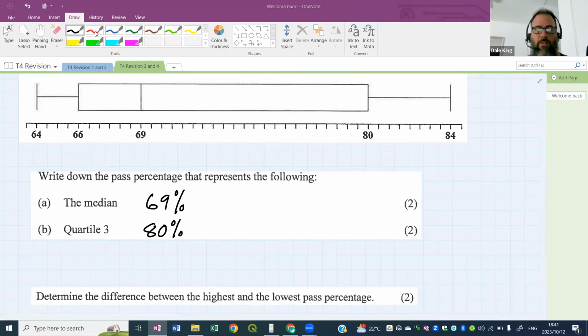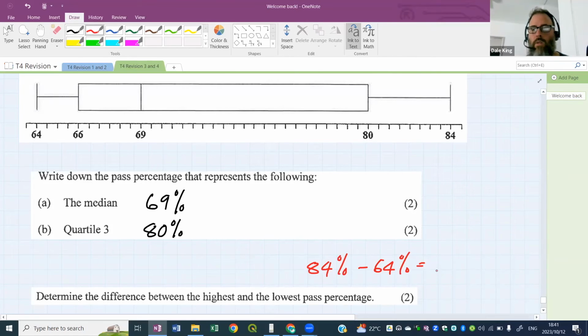I'm going to write it up here first. It's 84%, which is the highest, minus 64%, which is the lowest. And the answer should be there ready, guys. Yes, 20%. What's another name for this calculation?